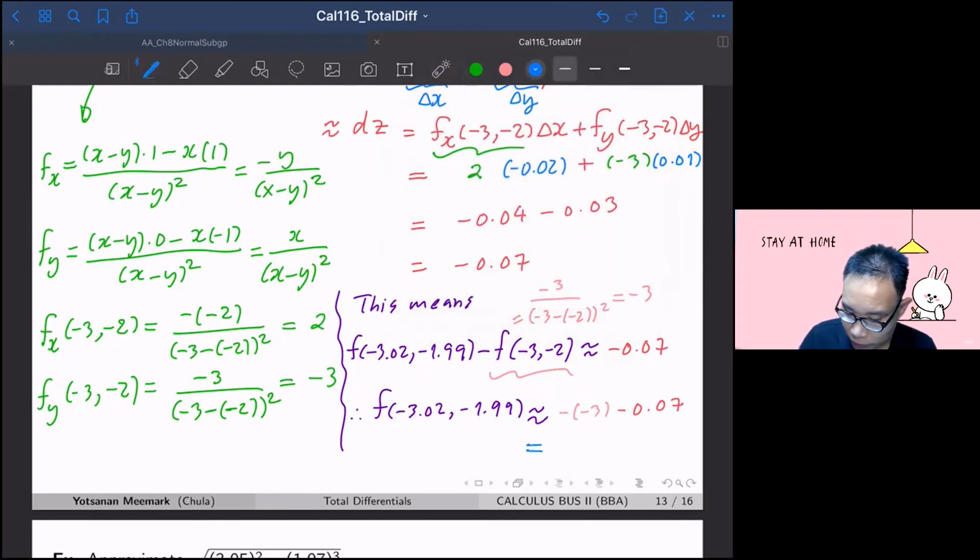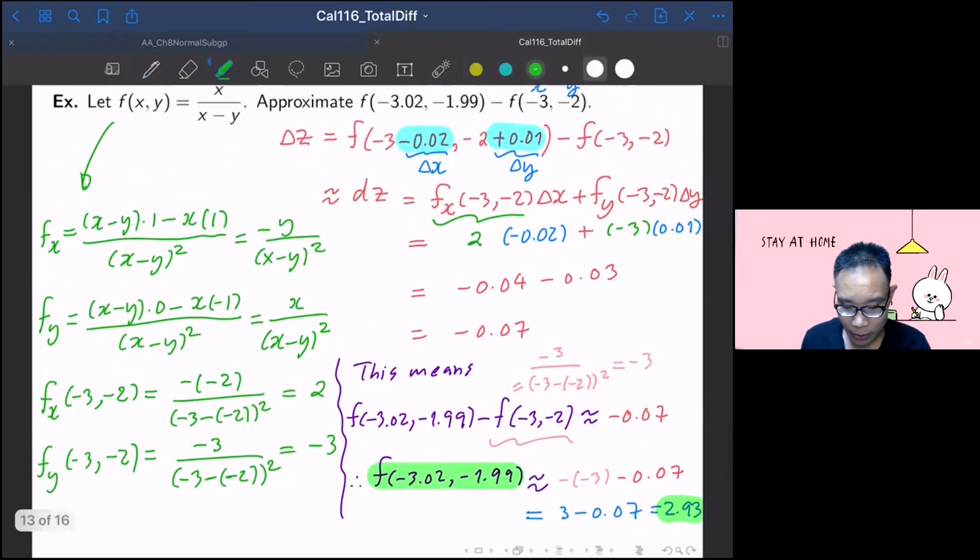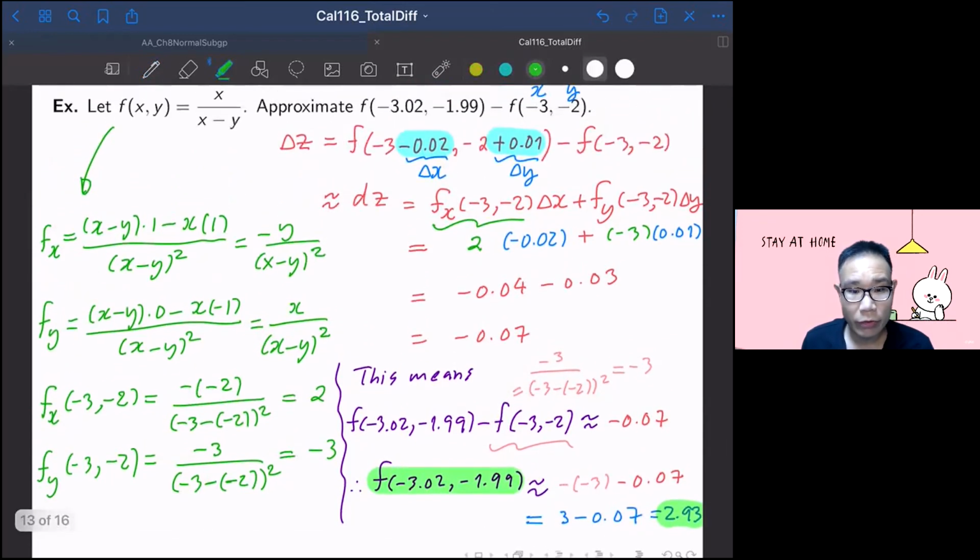And this number turned out to be equal to 3 minus 0.07. So you get 2.93 to be this approximation for the value. So it's going to be about 2.93 if you wish to evaluate the green guy. So if you wish to evaluate f(-3.02, -1.99), it is going to be 2.93, without doing the messy calculation.